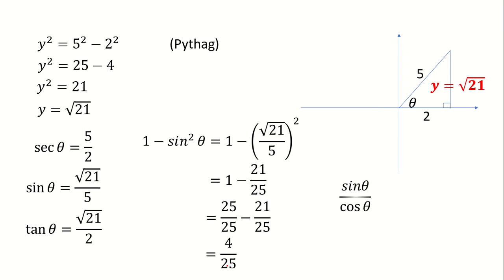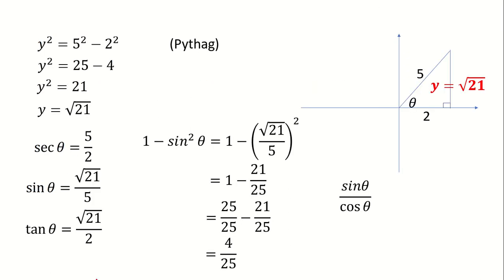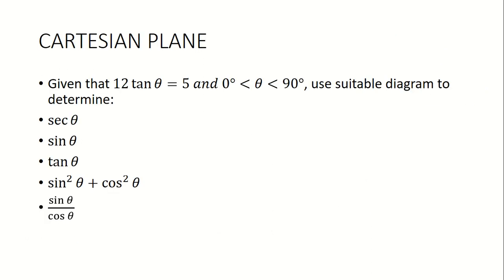All right, the last one will be sine theta over cos theta and sine theta over cos theta. Please try and do it. It'll give you the same answer as square root of 21 over 2. I'm just going to leave that to you guys, okay?